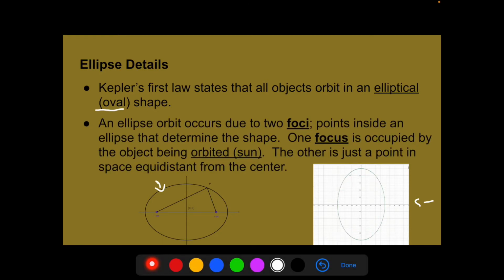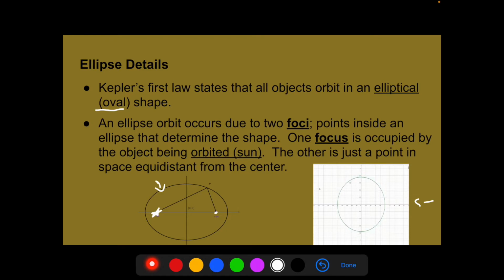And in an ellipse, we have two foci. Not focuses, but foci: points inside an ellipse that determine the shape. Down here, it's these two X's right here. One focus is occupied by the object being orbited. In the case of our solar system, we're talking about the sun. So one of these, this would be the sun right here.